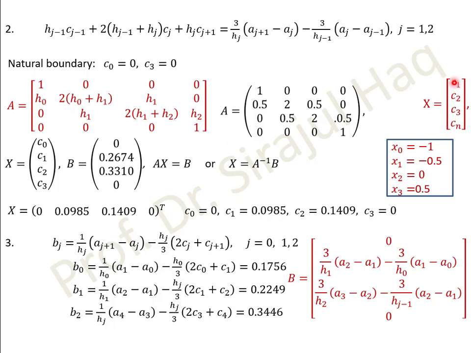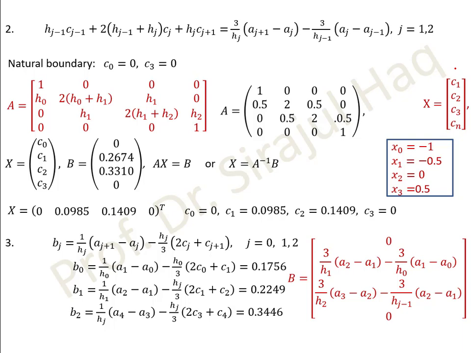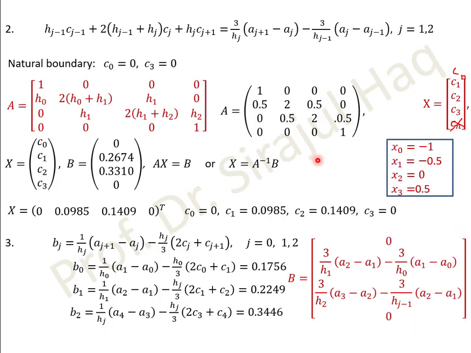Coefficient matrix. Again, this is C0, C1, C2, and C3. I told you that this is the mistake which we have. So you can do the correction. There will be C0, and we don't have Cn. Let's see that the value of H0, H1 and H2 were the same if you look before. C0 is equal to 0, C3 is equal to 0, we got from the conditions.